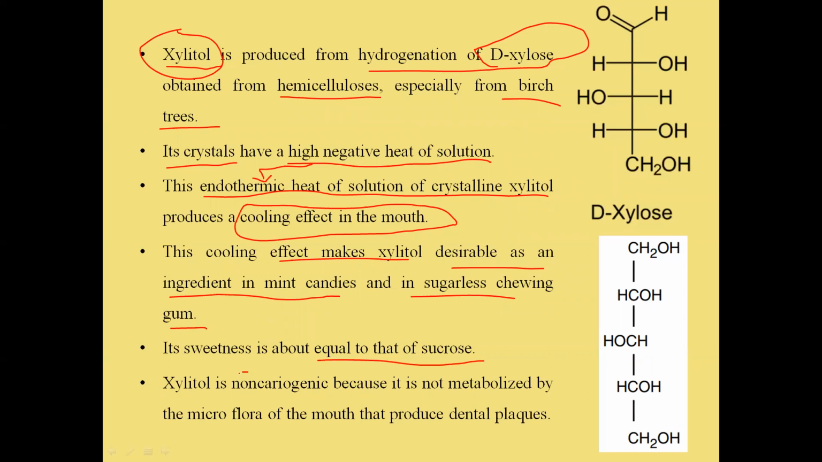Xylitol is a non-cariogenic sugar. Cariogenic means it causes dental problems like dental caries or dental plaques. A few examples of cariogenic sugars are glucose and sucrose, which we commonly eat in our day-to-day life. Why is xylitol non-cariogenic? Because it is not metabolized, it cannot be broken down by the microflora present in our mouth that produce dental plaques. Since it cannot be metabolized, xylitol on consumption will not produce any dental plaques.